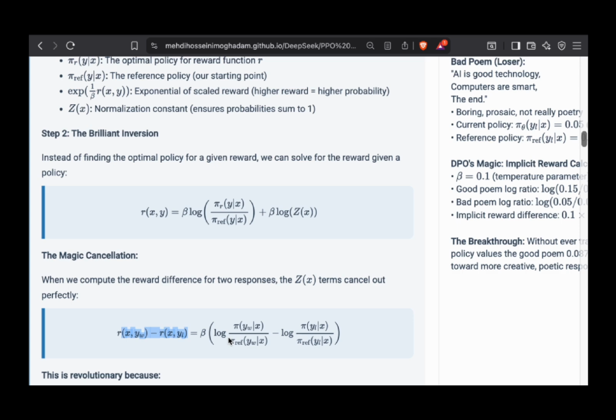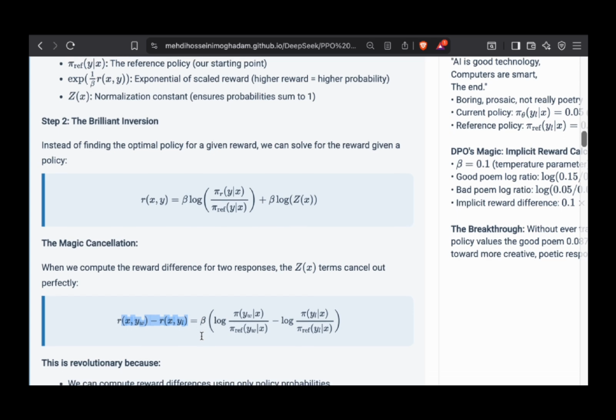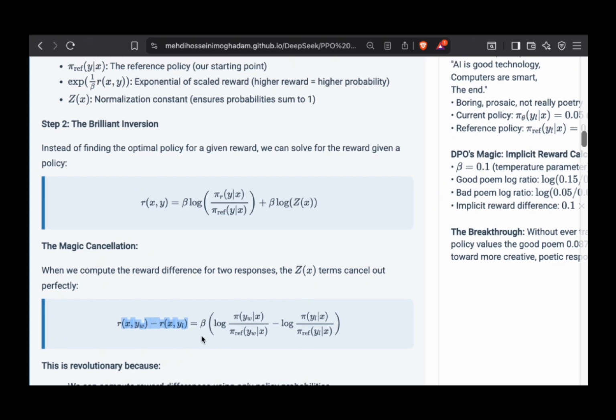And as you can see, when we do the cancellation or when we do the difference, we can get rid of the z of x, which is great because technically we cannot calculate the z of x. So what it says is we don't need to really understand the true value of the reward function or r of the x and y.